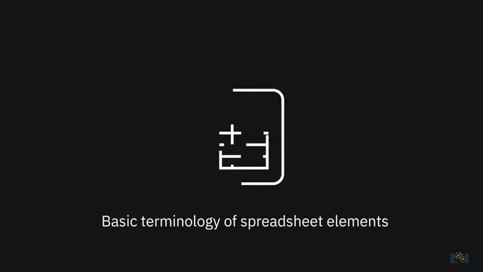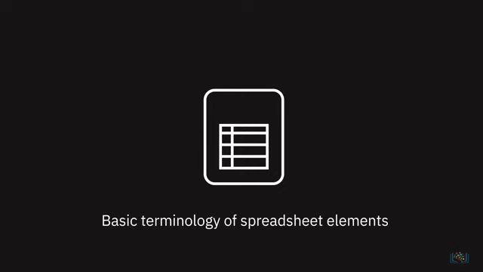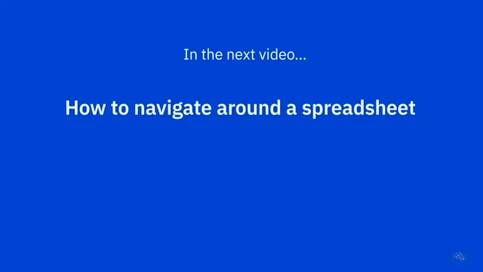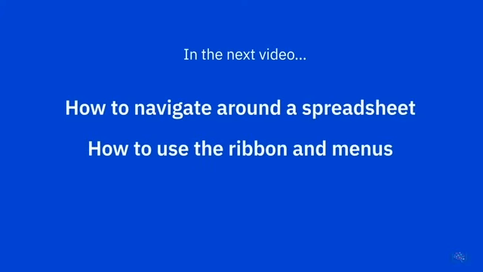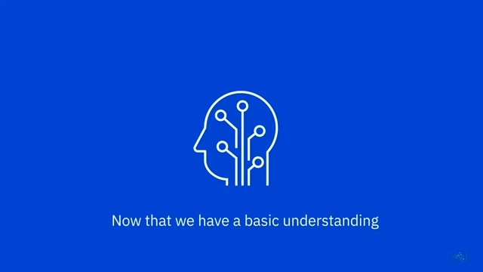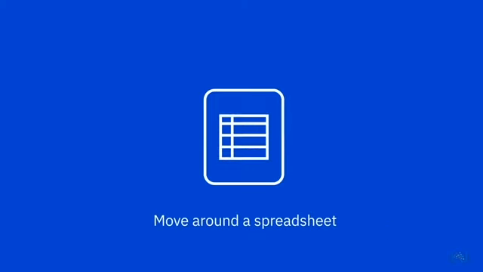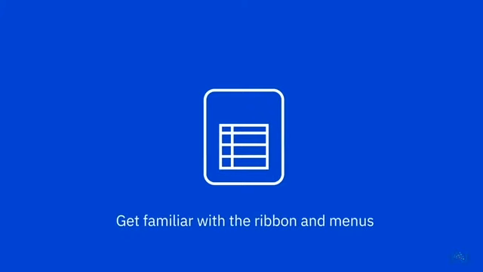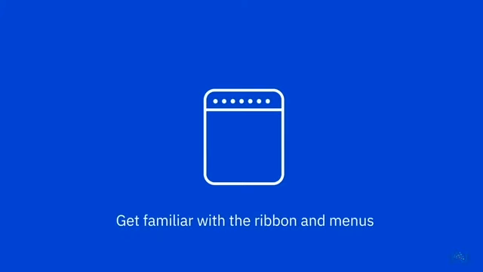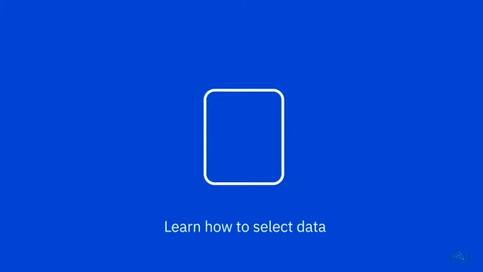In this video, we learned about some of the basic terminology of spreadsheet elements. In the next video, we will discuss how to navigate around a spreadsheet, how to use the ribbon and menus, and how to select data. Now that we have a basic understanding of the main elements that make up a worksheet, let's see how to move around a spreadsheet, get familiar with the ribbon and menus, and learn how to select data in a worksheet.